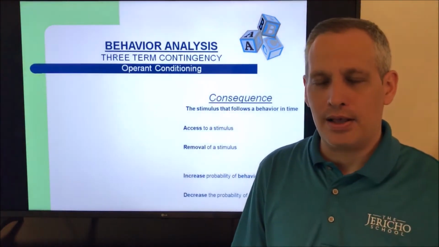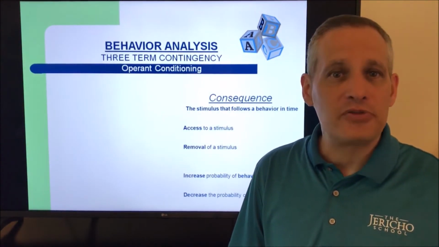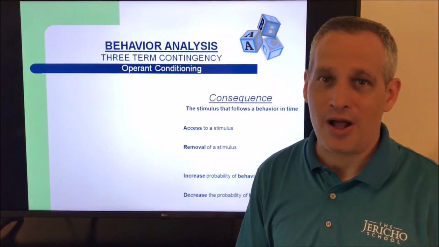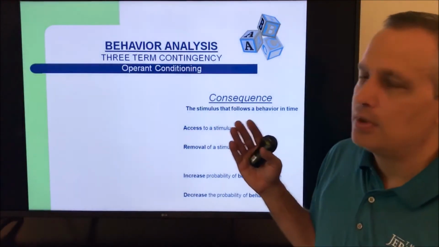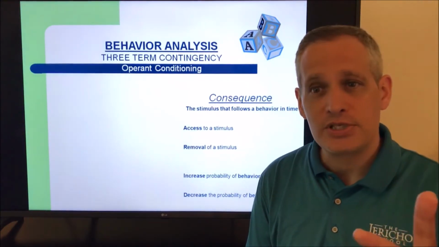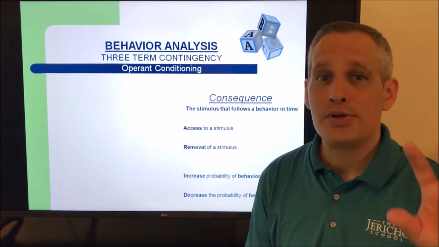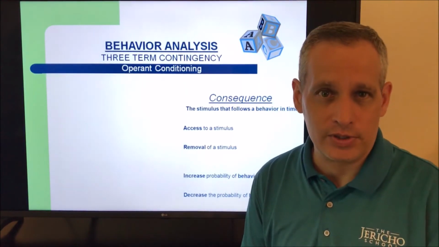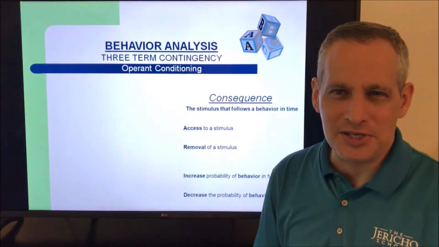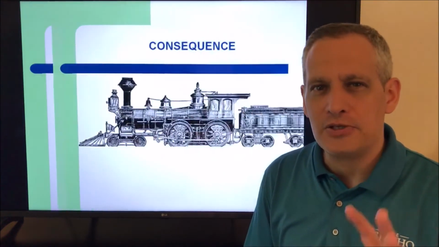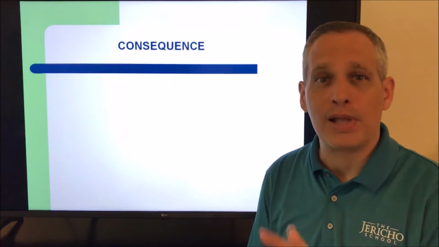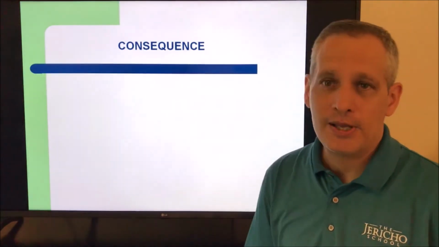And the consequence is the stimulus that happens after the behavior occurs. Here's where children with autism, and children in general, and all of us are trying to get access to a particular stimulus, or trying to get the removal of a particular stimulus. And this stimulus is what's going to increase or decrease the probability of the behavior occurring in the future. So this consequence, although it's at the back end of the ABC contingency, is really the engine that drives the train. That's where most people start when they start talking about applied behavior analysis: talking about the consequences.